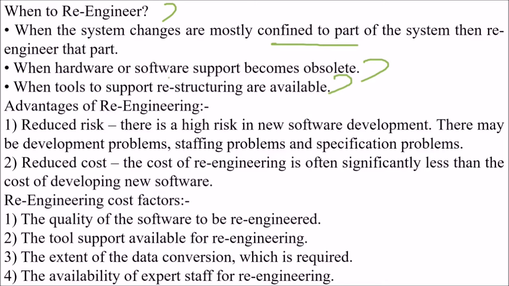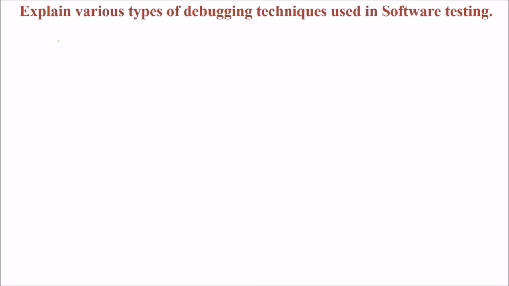What are the advantages of re-engineering? We have reduced risk and reduced cost. That means there is high risk in new software development. There may be development problems, staffing problems, specification problems. What about the reduced cost? The cost of re-engineering is often significantly less than making new software. The re-engineering cost factors are the quality of the software to be re-engineered, the tool support available for re-engineering, the extent of data conversion required, and the availability of expert staff for re-engineering.